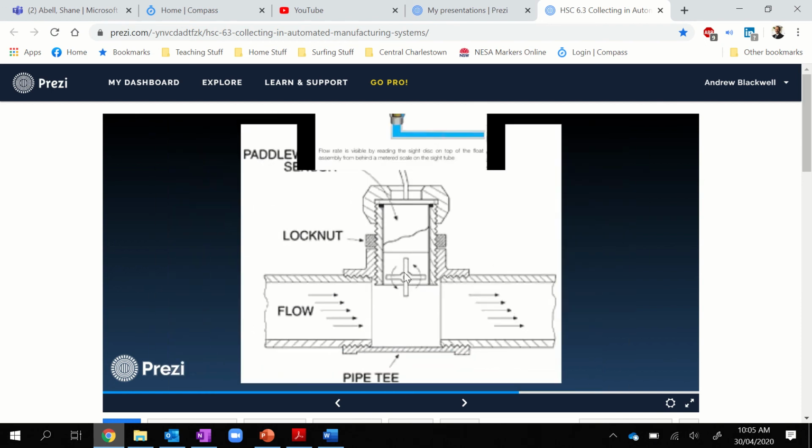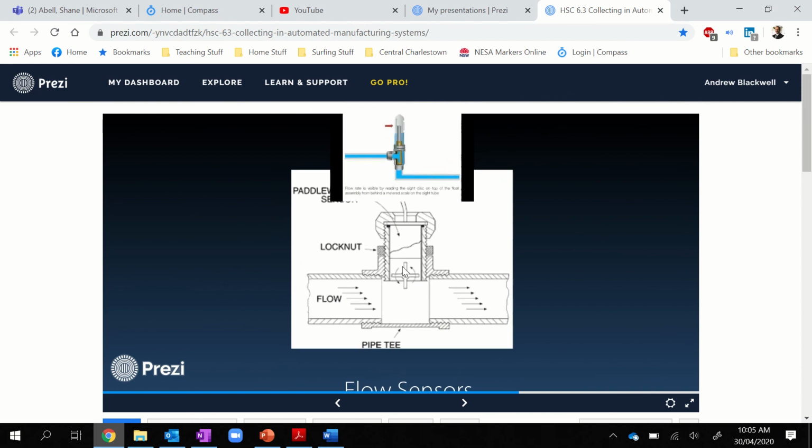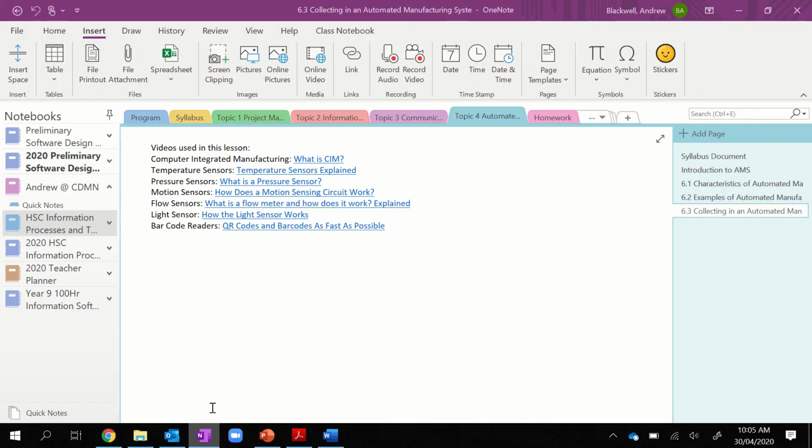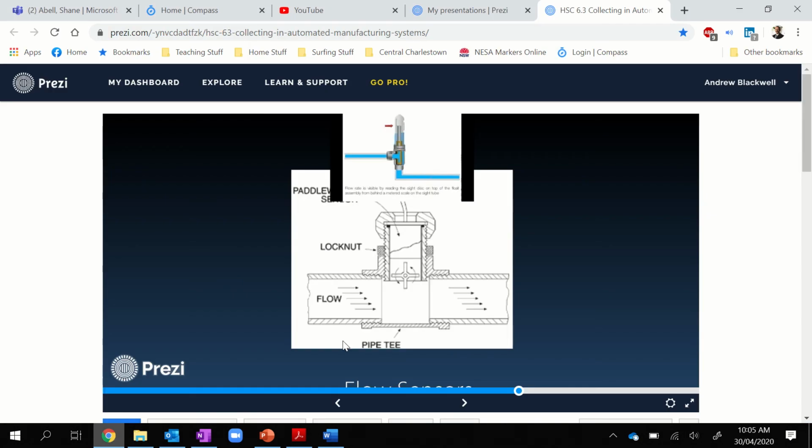There is a video on this. I'm not going to show the videos in these ones, of course, and I also have uploaded to our OneNote what a flow sensor is and how it works. So you can go ahead and watch those videos now after you pause this one.